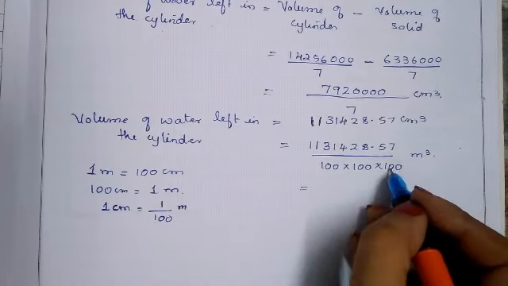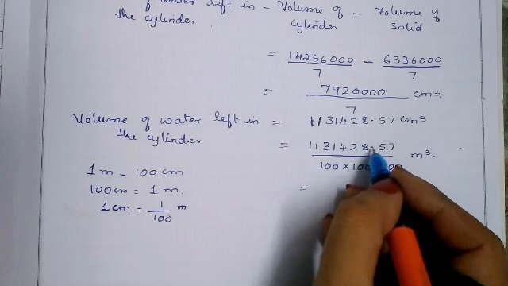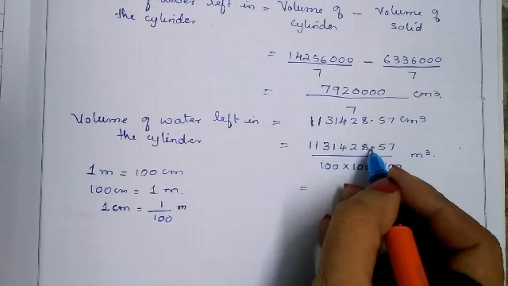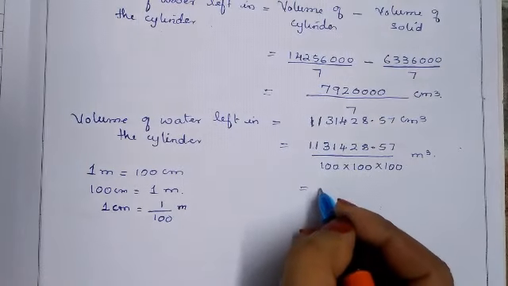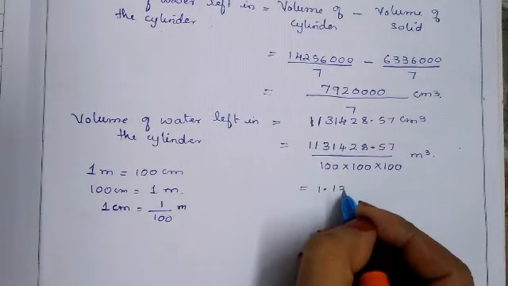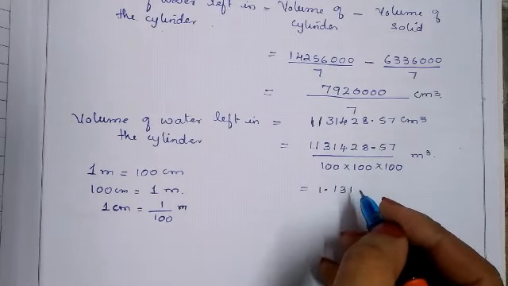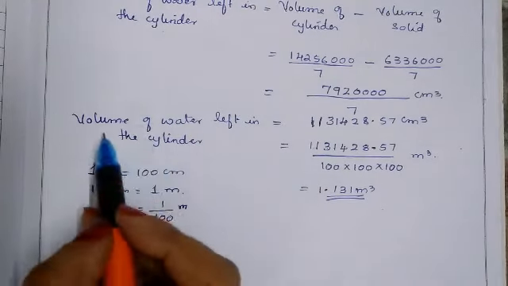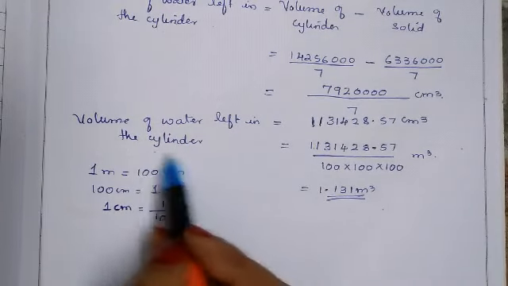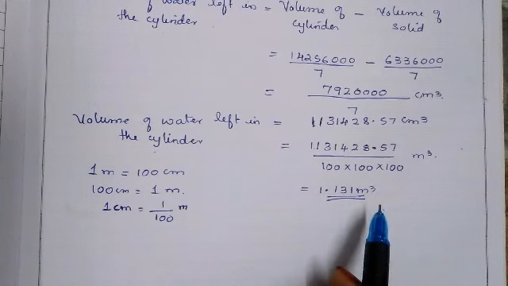So 1 2 3 4 5 6 zeros. 6 zeros means this decimal point jumps 1 2 3 4 5 6 places. It will jump here, that is 1.131. No need to write so big a number. So 1.131 meter cube is the answer. Therefore the water left in the cylinder is nothing but 1.131 meter cube.